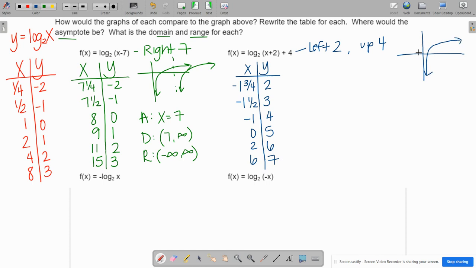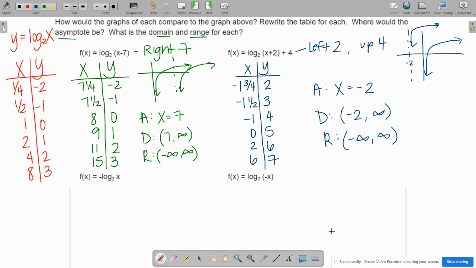So again, picturing this, our original log base 2 of x looked like this. If we're going to move it left 2 and up 4, we're taking that vertical asymptote, and now it's going to be over here at -2. So our asymptote is going to be at x equals -2, which then impacts our domain. I'm sorry, I wrote range, but I meant to say domain. So our domain goes from -2 to infinity because it's going to be over here, but up 4. So it's going to be something like this. Our domain will go from -2 to infinity, but our range is still going to be all real numbers.